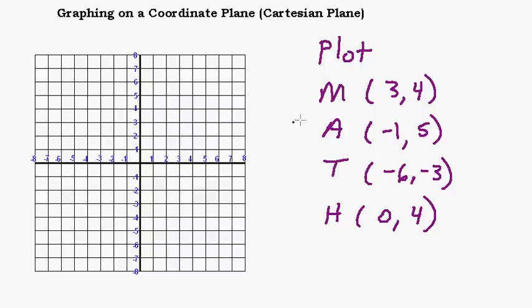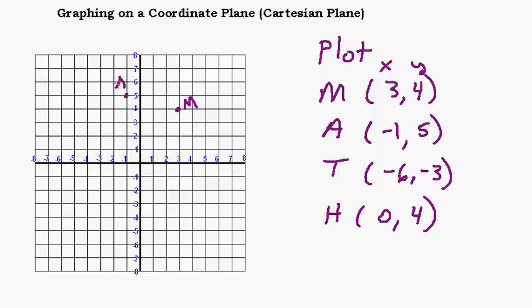Okay, so if I want to find the point M, remember my first number is my X and my second number is my Y. So I'm going to go right 3, up 4. So starting from the origin, right 3, up 4, right there, that point, I'm just going to call it M because I said I'm going to label it M here, is 3, 4. All right, where's the point A? Negative 1, 5. So I'm going to go left 1, up 5. Starting from the middle, left 1, up 5.